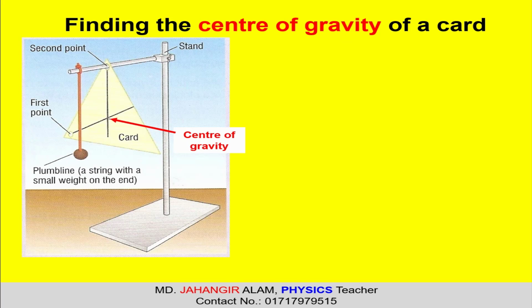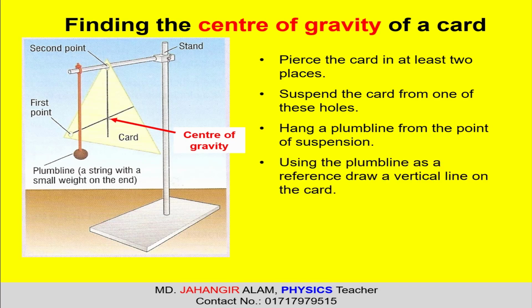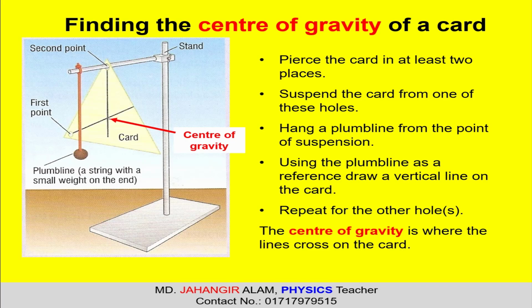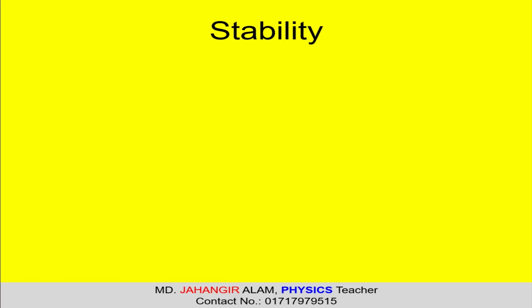Finding the center of gravity of a card or lamina or any object. Fix the card at least two places. Suspend the card from one of these holes. Hang a plumb line from the point of suspension. Using the plumb line as a reference, draw a vertical line on the card. Repeat for the other holes. The center of gravity is where the lines cross on the card. To find the center of gravity, this is the process.